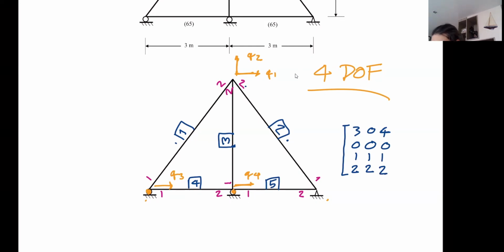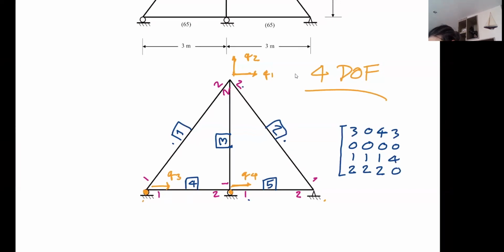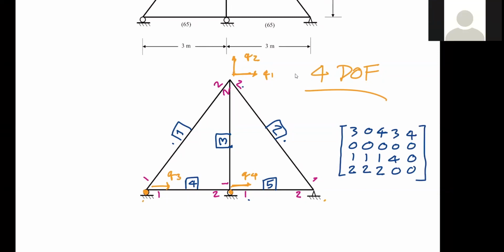For member 4, you see it's local node 1 here, it's only 3, 0, and local node 2 it's 4, 0. So it's 3, 0, 4, 0. And for member 5, local node 1, 2 like that, it becomes 4, 0, 0, 0. Okay, you have the same code as I do? Yes, yes.